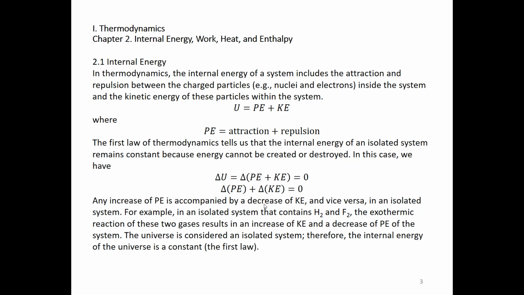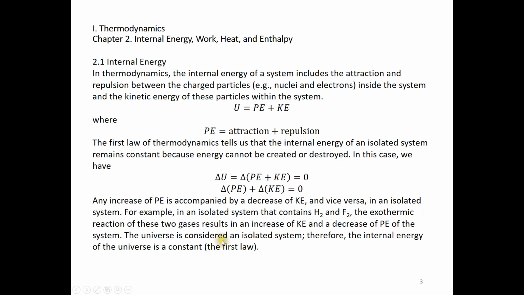For example, if there's a reaction taking place in an isolated system, such as H2 plus F2, you get 2HF. This is an exothermic reaction. Heat is released from the reaction, however, the change of the kinetic energy and the change of the potential energy cancel each other in this isolated system. Again, energy cannot be created or destroyed.